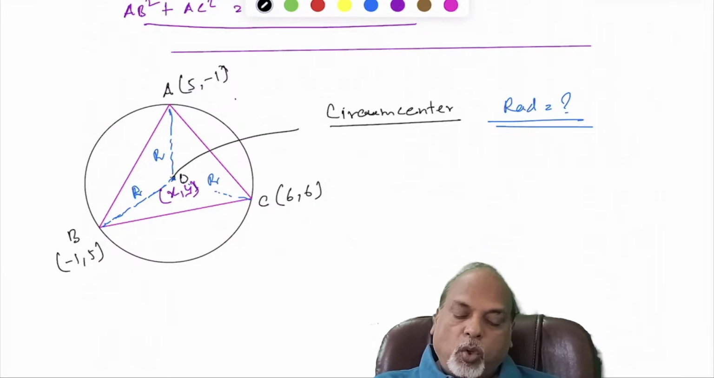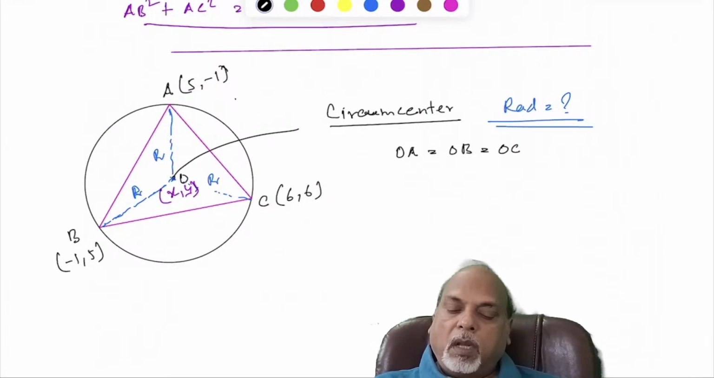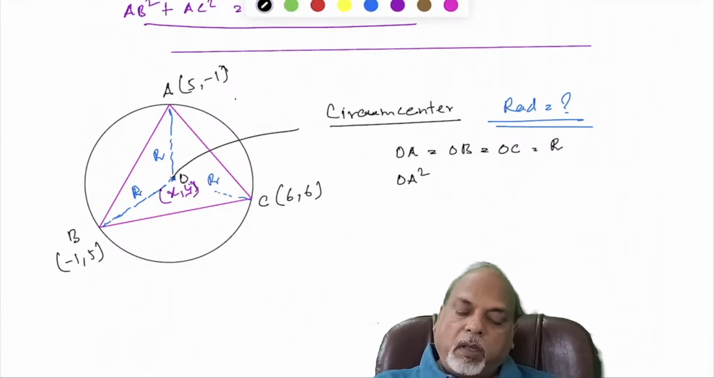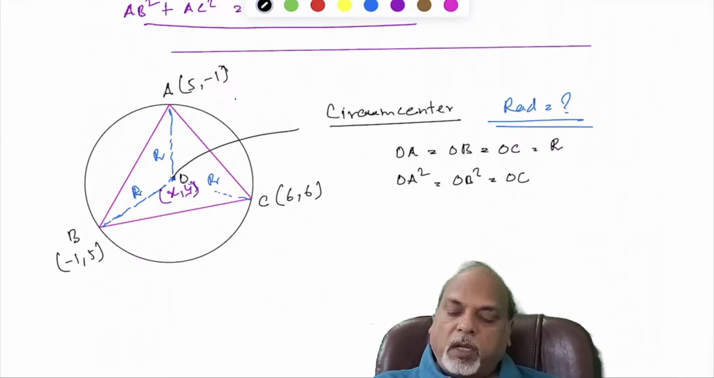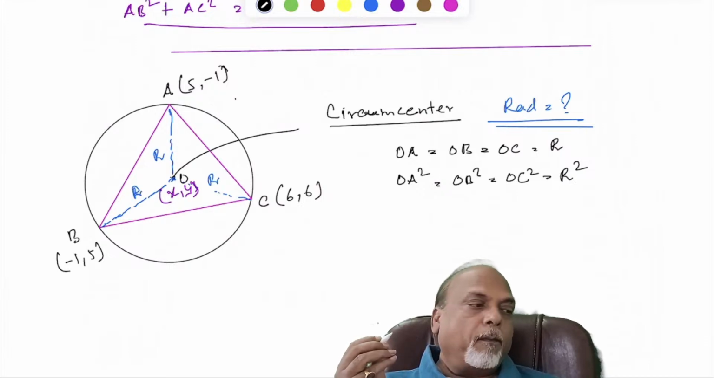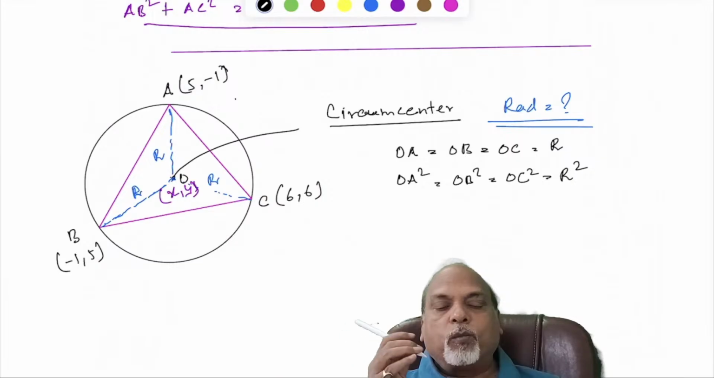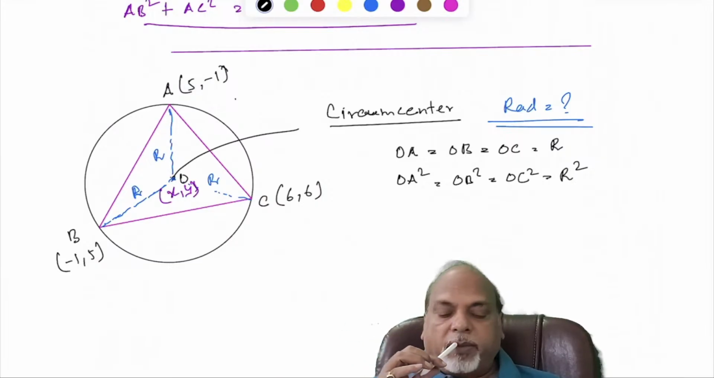Now, you know that OA is equal to OB equal to OC, and that is equal to R. That means radius. So we can write it here, OA square is equal to OB square is equal to OC square, and naturally this is equal to R square. Correct? There is no problem in this.